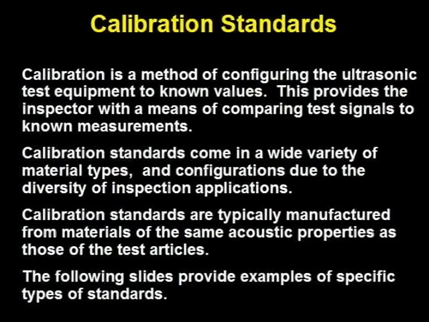Since different materials have different acoustic properties, a method is needed to calibrate ultrasonic test equipment for proper interpretation of the received signals. This is accomplished using calibration standards. The standards come in many different materials and configurations depending upon the application. A key factor in ultrasonic inspection is the velocity of sound. Thus, calibration standards are typically manufactured of the same material as that of the test article.